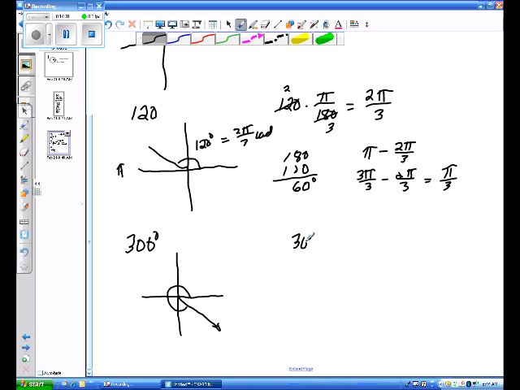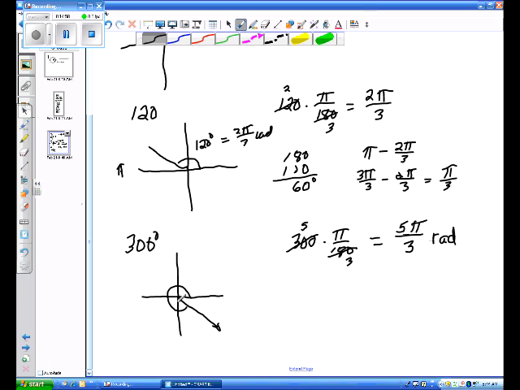Now 300 degrees times pi over 180. Well, 60 goes into 300 5 times. 60 goes into 180 3 times. So this is 5 pi over 3. So 300 degrees is the same as 5 pi over 3 radians.